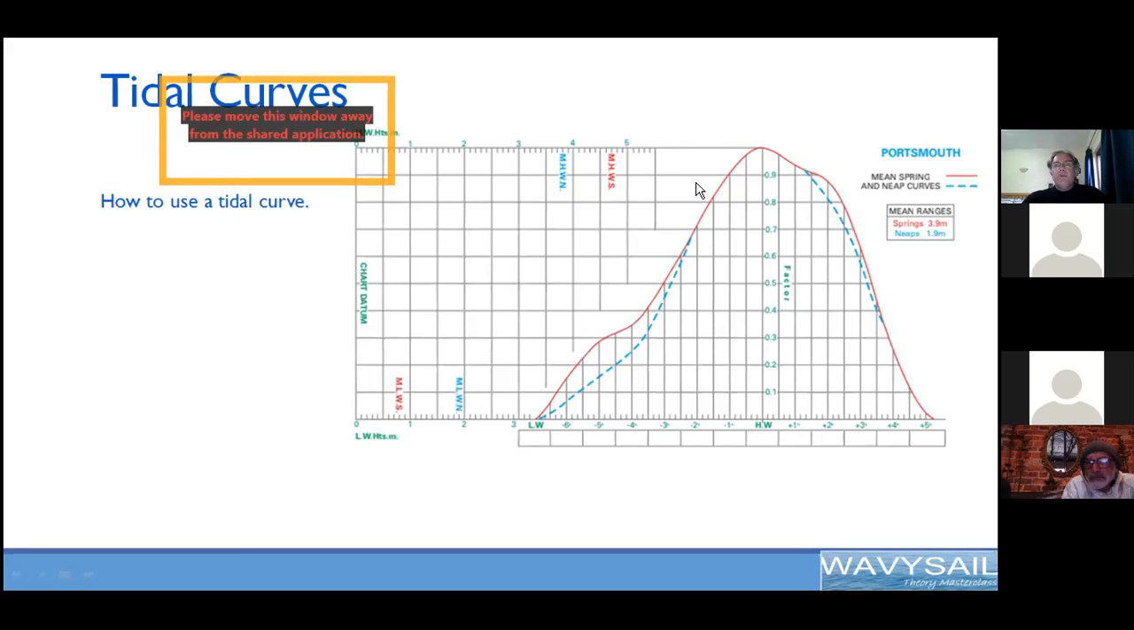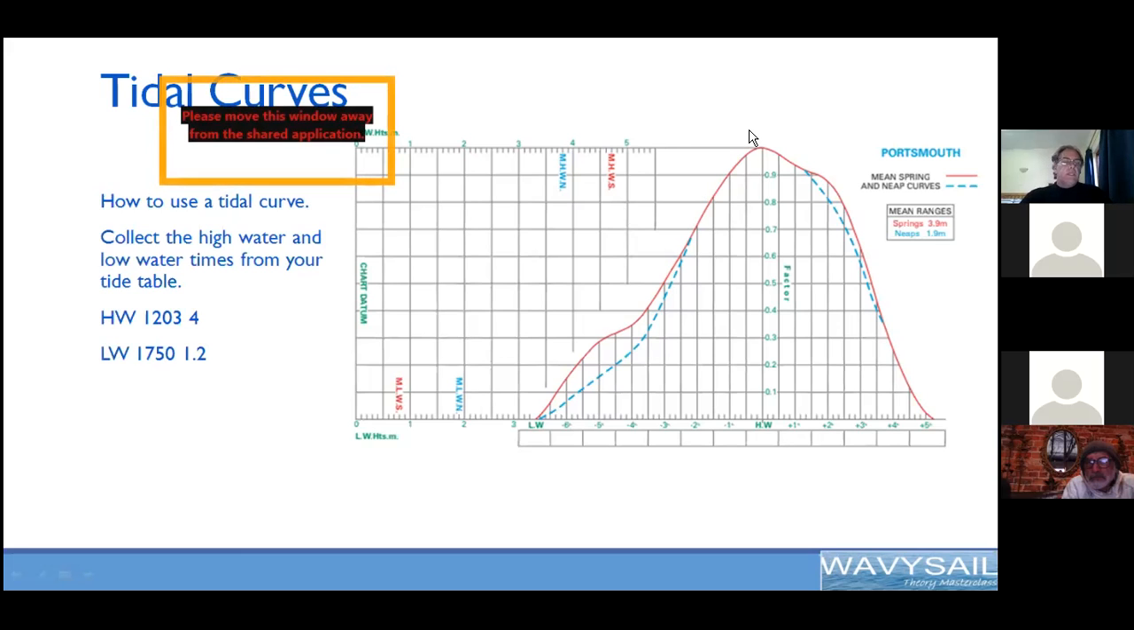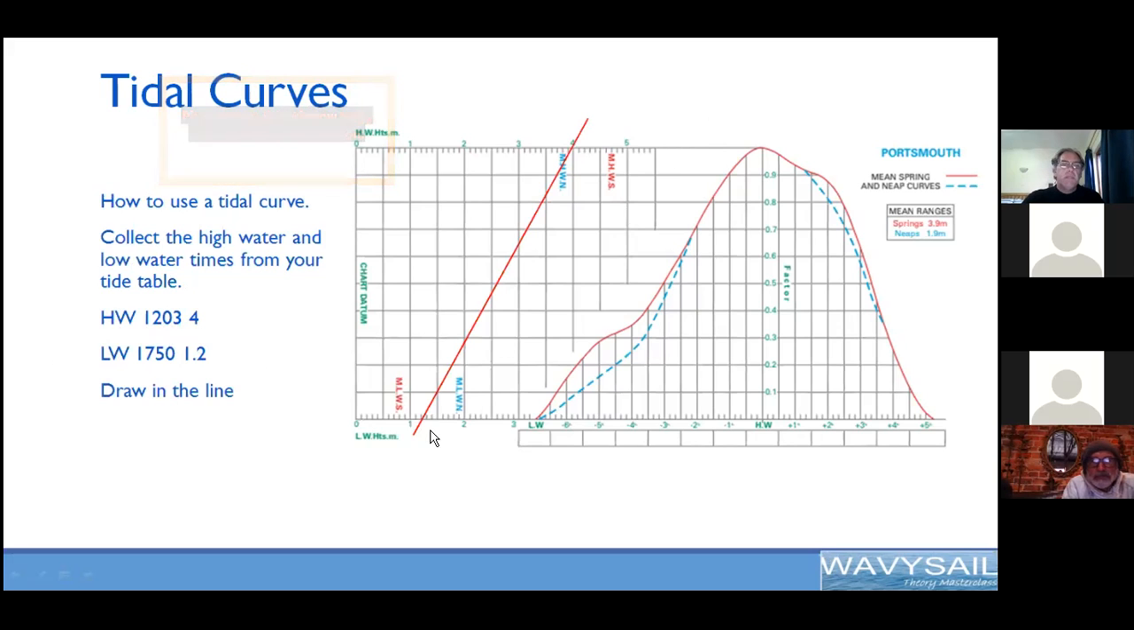How do we use a tidal curve? You collect your high water and low water for the period that you want to be looking at. So in this case, we've just gone 12:03, 4 meters, and then 17:50, 1.2 meters low water. And we mark that off on our tidal curve. So have a look here. We've got 1.2 meters low water at the bottom, and we've got 1, 2, 3, 4 meters marked off at the top, and we draw a line at an angle across like that.